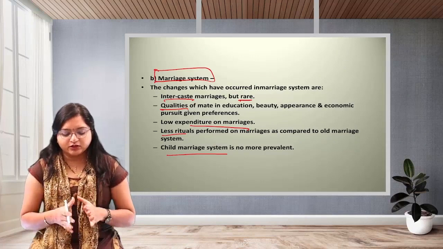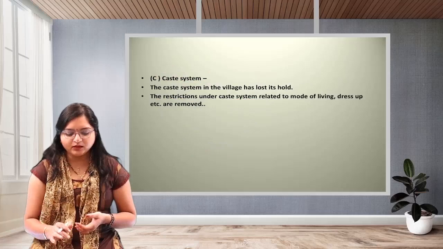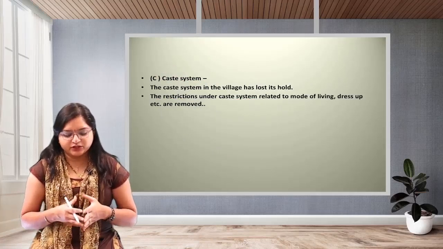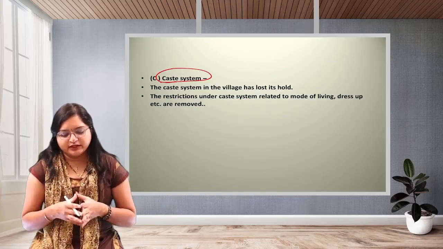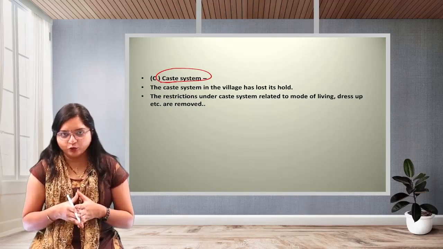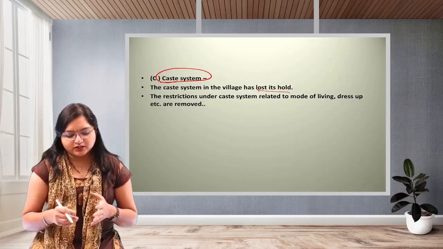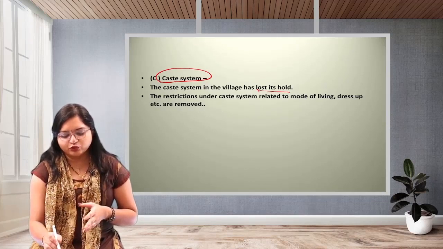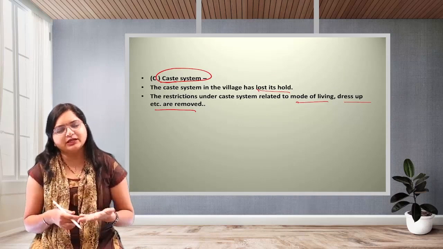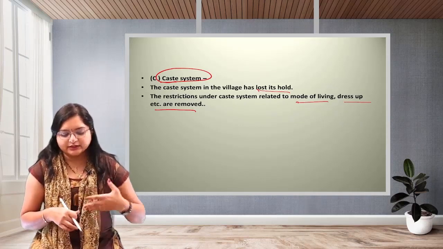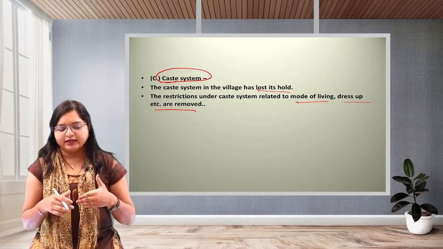So this is about the marriage system in village communities. Then the third change for the village community is the caste system. The caste system in the village has lost its hold, and is not so strong nowadays. The restrictions under the caste system related to mode of living, dress, etc. are removed.